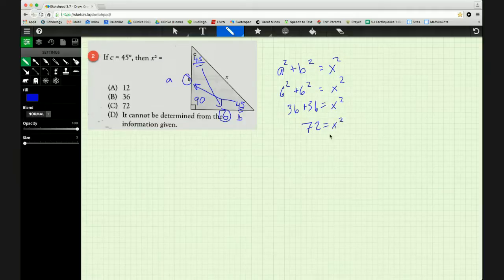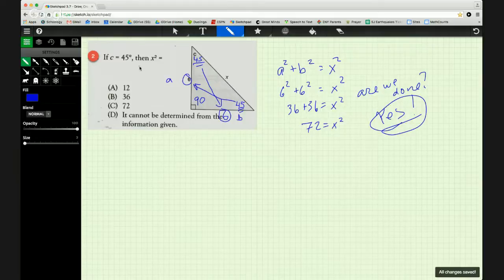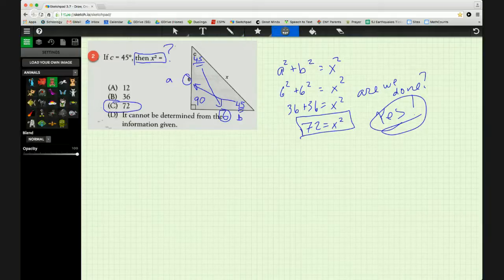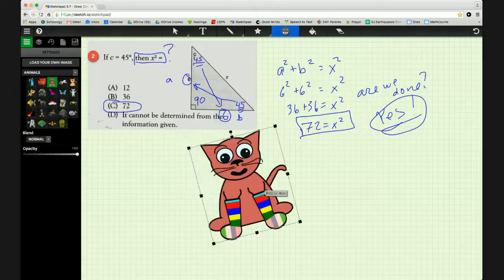Are we done? Say, are we done? And the answer actually is yes. The reason is because they asked the question, what is X squared? They don't want to know what X is. They want to know what X squared is. Well, we know what X squared is because we just figured it out. So our answer here is C. And when we get a correct answer, we go, happy cat.